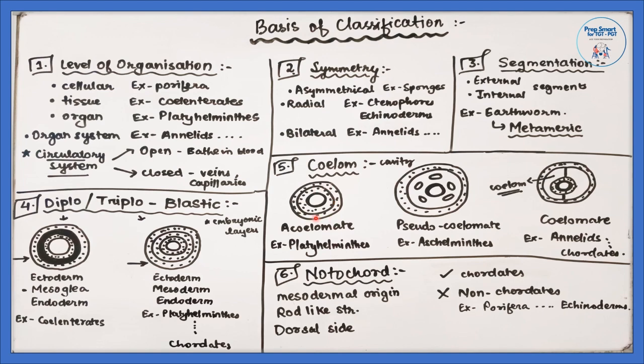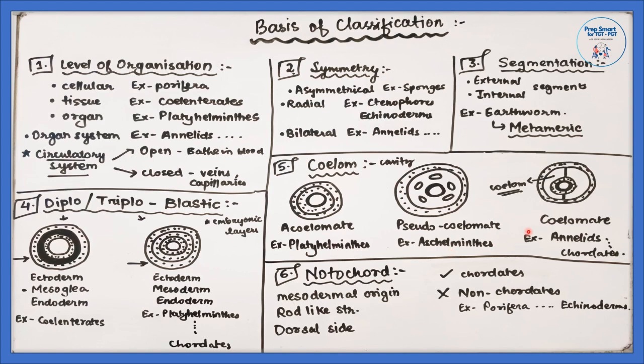Here we can see there is no body cavity present. Example is Platyhelminthes. In the pseudocoelomate, the presence of false coelom can be seen. Coelom is not lined by mesoderm and is directly connected to different parts. Example is Ascalminthus. And the third one is coelomate.